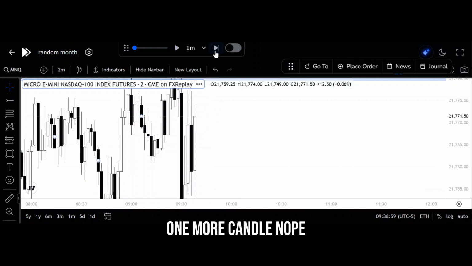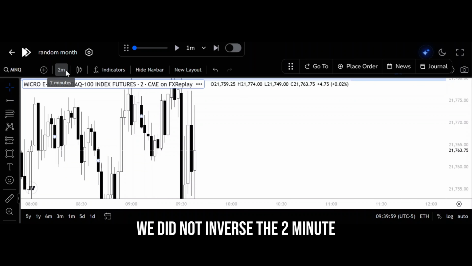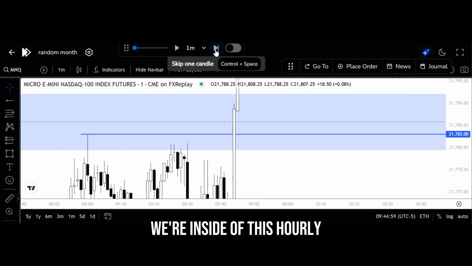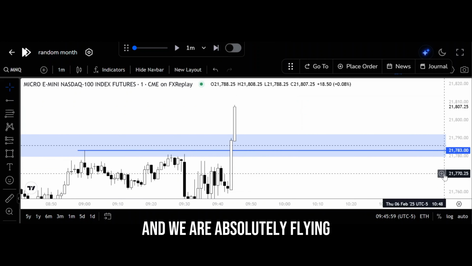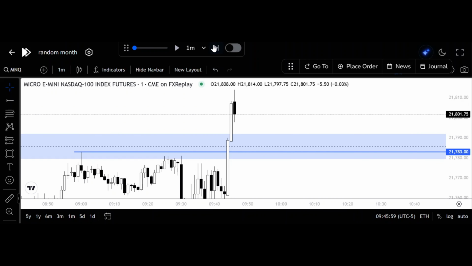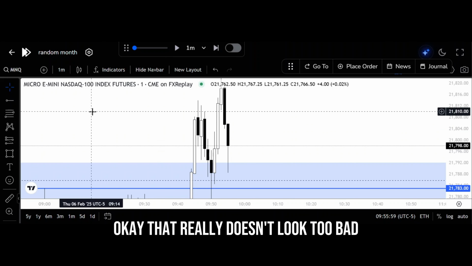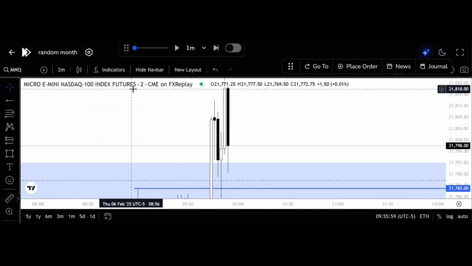Let's look at the 2-minute. One more candle. Nope. We did not invert the 2-minute. Okay, we've swept this high inside of this hourly now. Let's see what we get from here. And we are absolutely flying. Okay. That really doesn't look too bad.